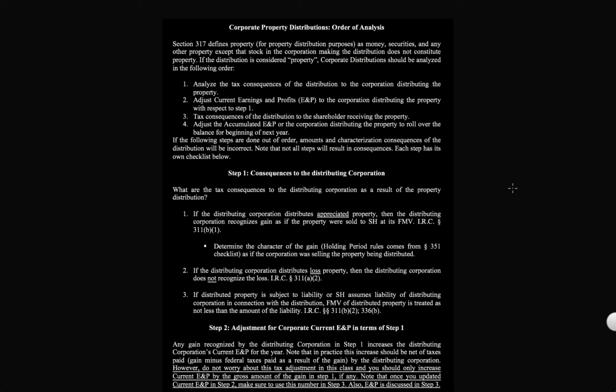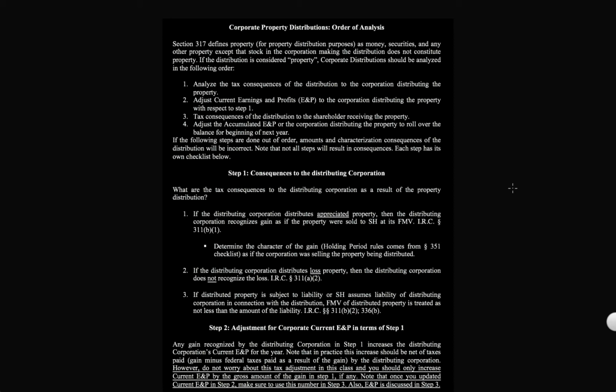Second is to adjust the current earnings and profits to the corporation distributing the property. Third, consider the tax consequences of the distribution to the shareholder receiving the property. And fourth, adjust the accumulated earnings and profits for the corporation distributing the property to roll over that balance the next year. Now, if these steps are done out of order, it will affect amounts. So it's important to consider all four steps in order.